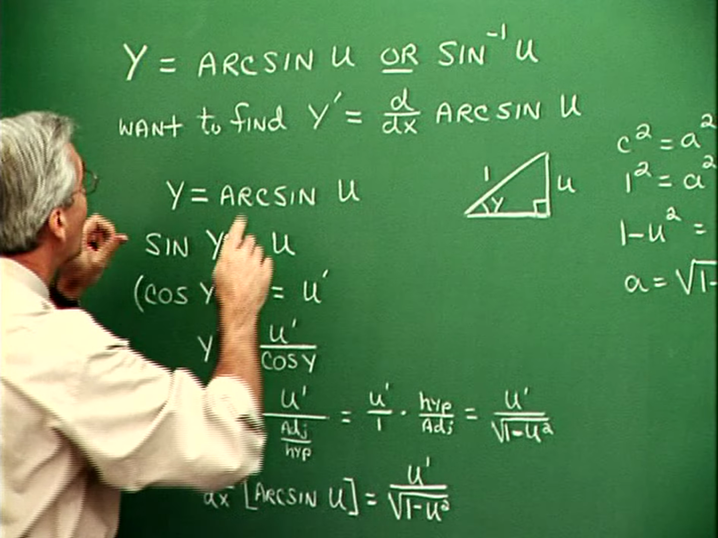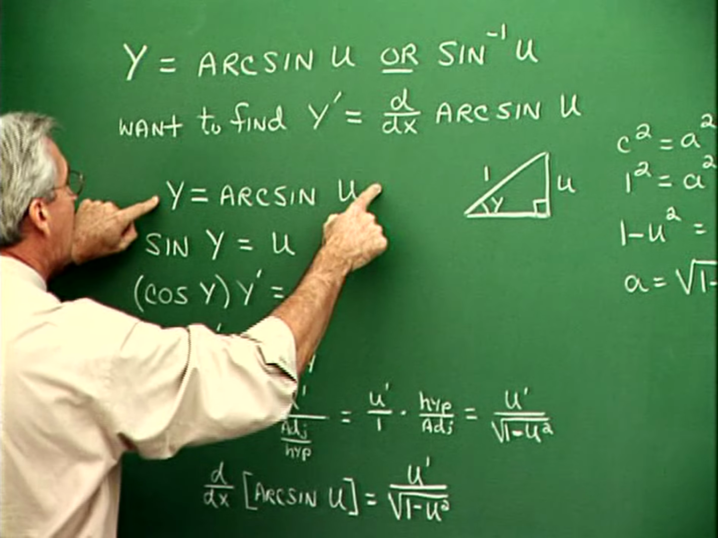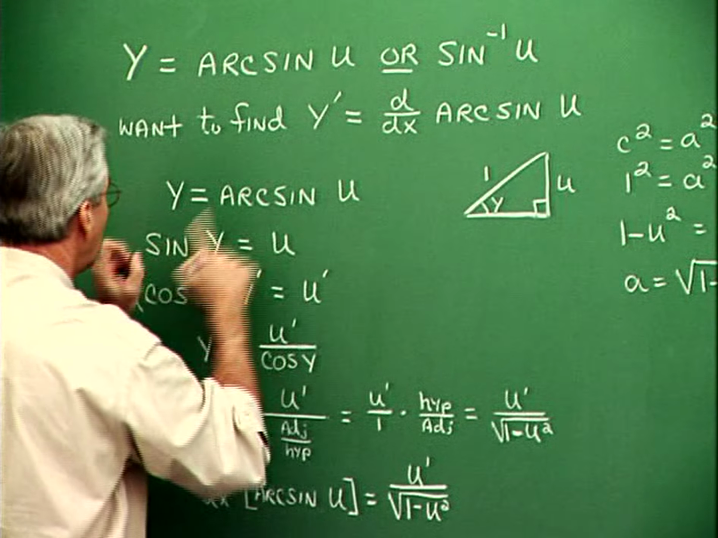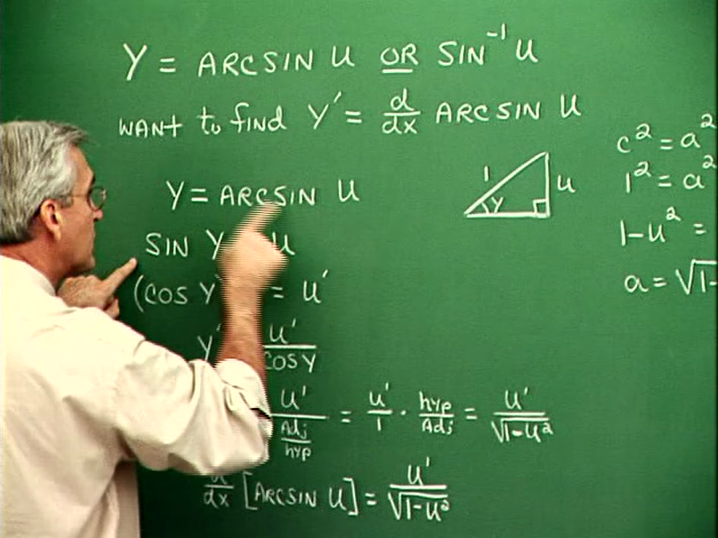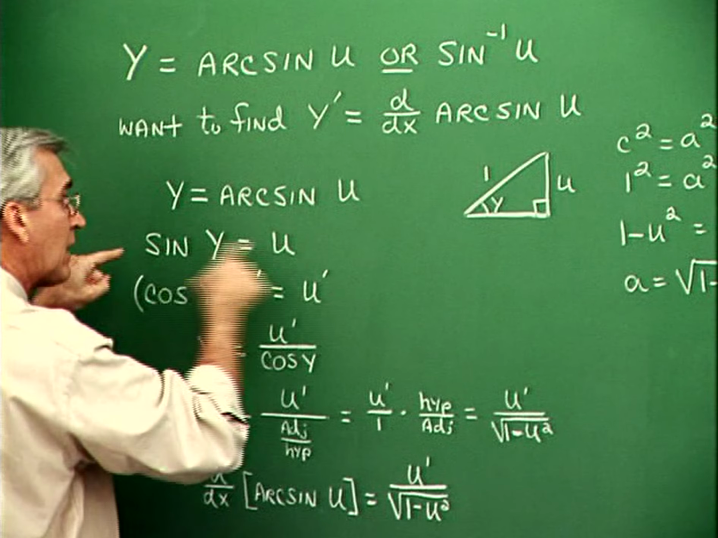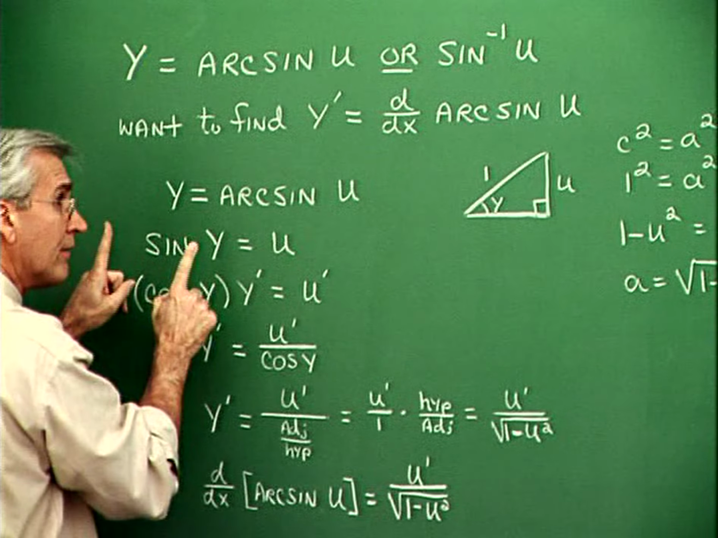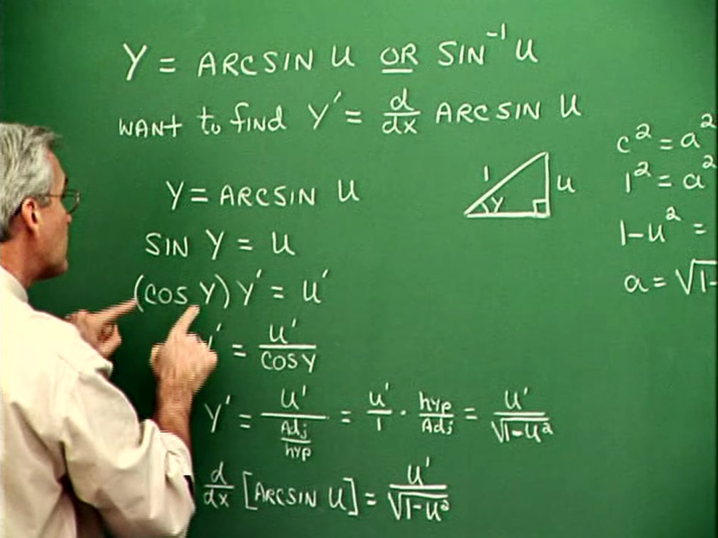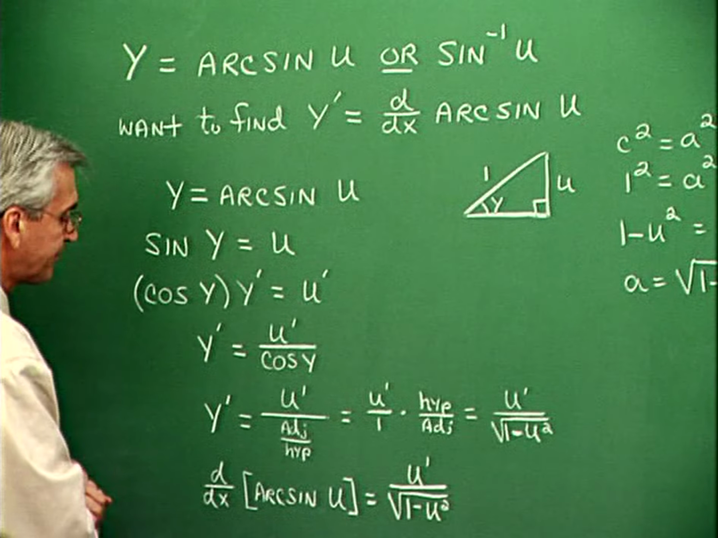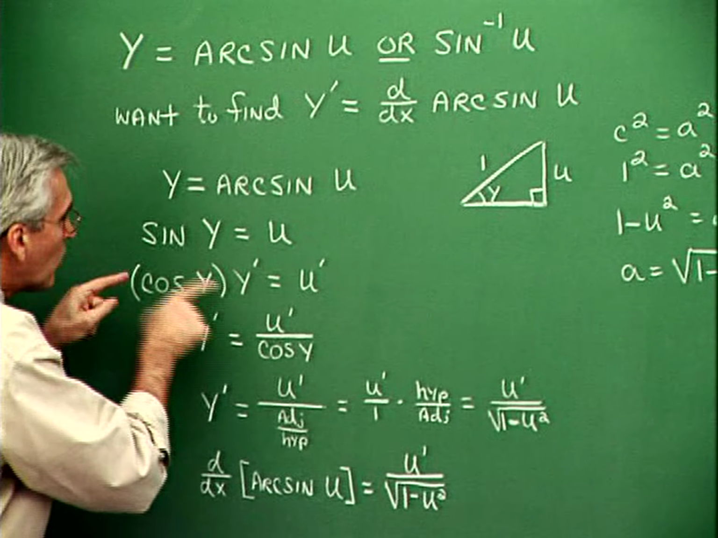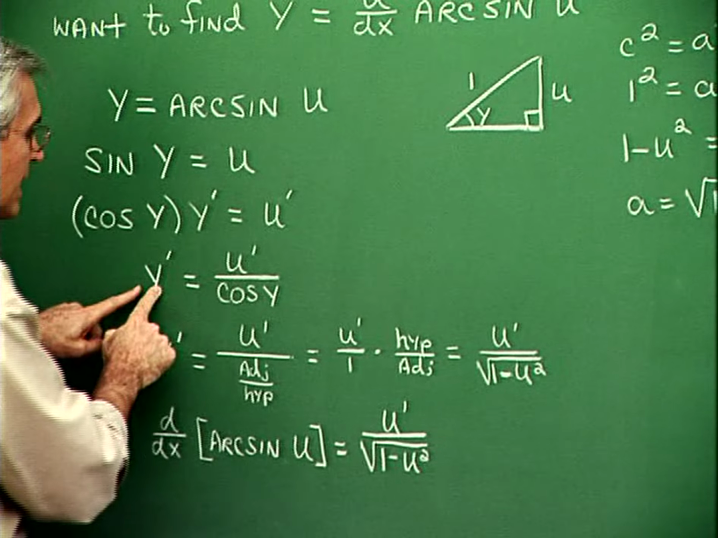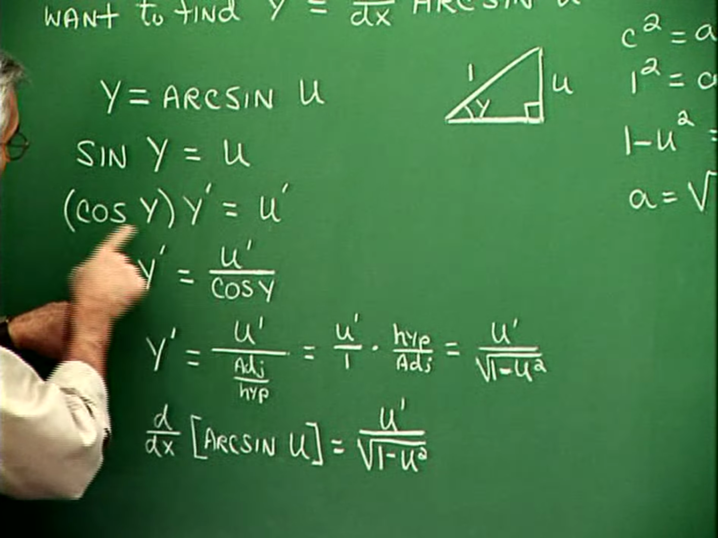Now, begin this way. Go into the sine idea. That is, take the sine on both sides. So sine y is equal to the sine of arc sine u, which is simply u. Now, we understand about the derivative here. The derivative of sine y is cosine y times y prime, and that's u prime. Now, with a little algebraic manipulation, this becomes really easy. Y prime, then, is u prime over cosine y.